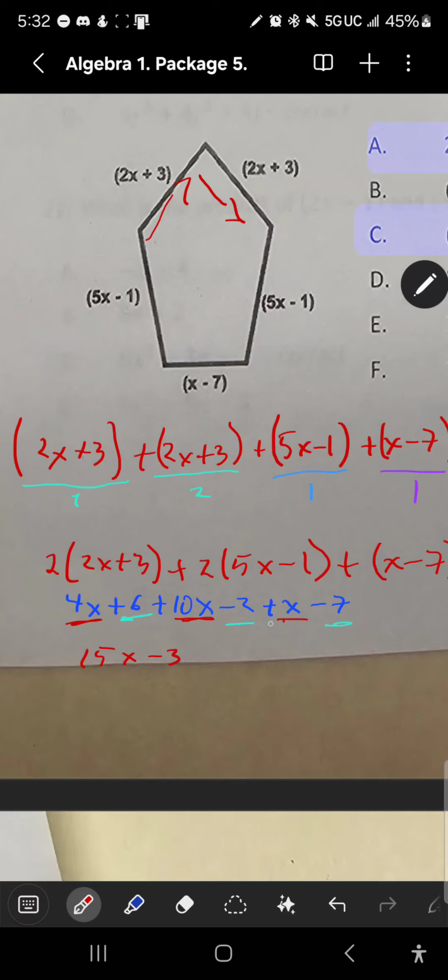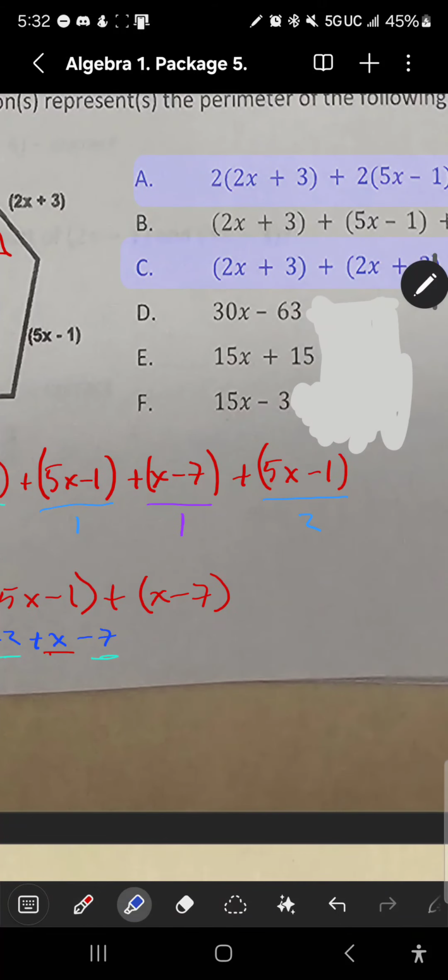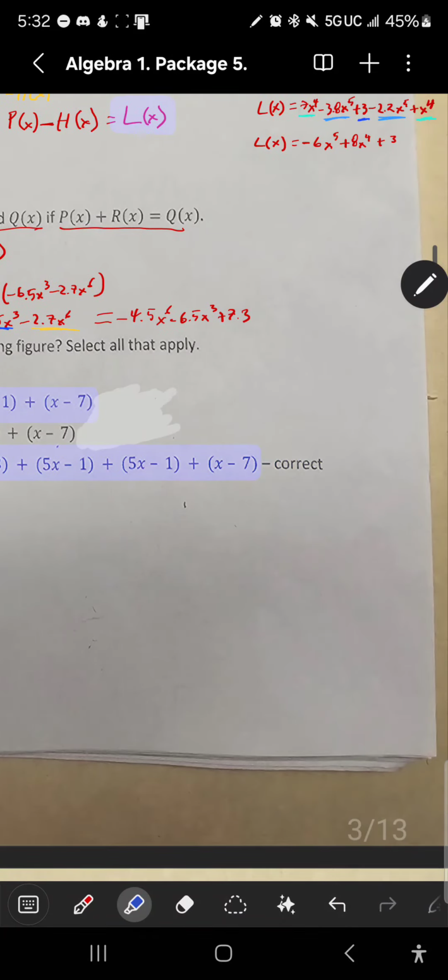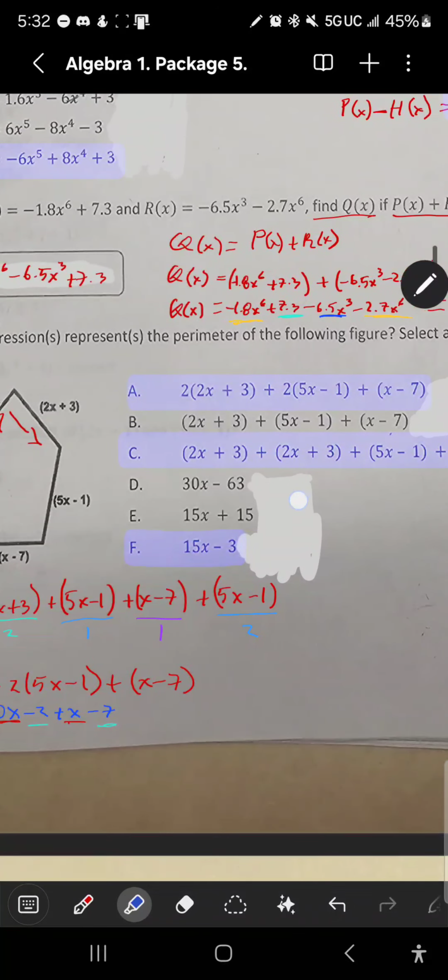Why? Because we have 4 minus 7. 7 is the greater one and has a negative sign, so our answer is going to be negative. We subtract both, and 7 minus 4 is going to be 3. So 15x minus 3, which is equal to this. And let's see which are the answers. So you can see we got that one right. We got this one right. And we got this one right.